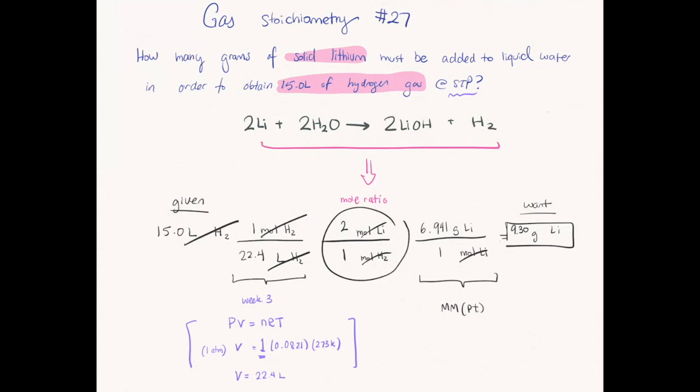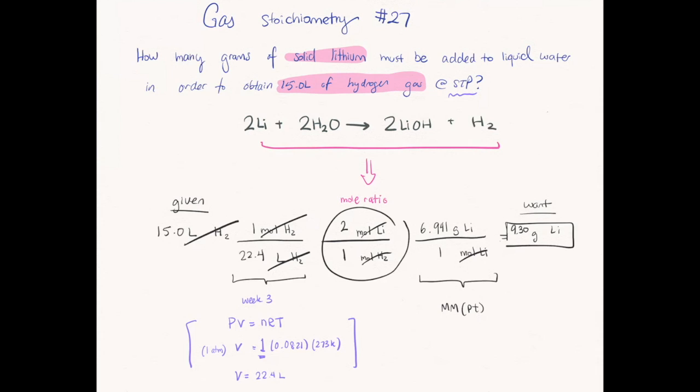Note that in this problem, you did not need to figure out which of them was limiting. You assumed you had enough liquid water to react with the lithium. But you could imagine a slightly more complicated problem where you also have some amount of both reactants and you need to figure out which one's limiting first.